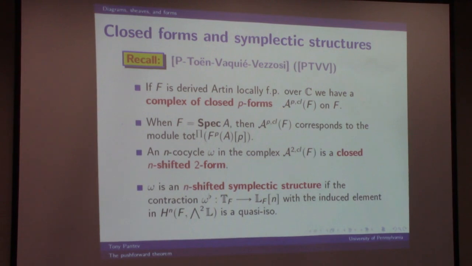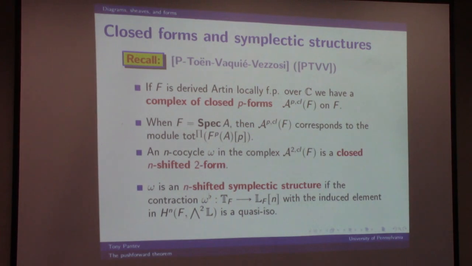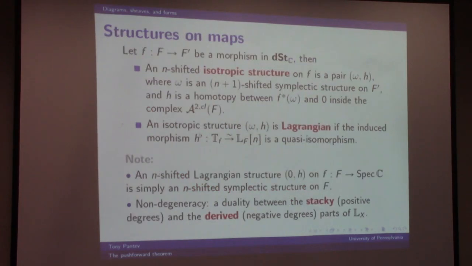And of course, if your derived Artin stack is just a smooth space, then the tangent complex is just a vector bundle, and this is just an ordinary algebraic symplectic form. But if it's not a space, then you get this extra fuzziness. Let me just say this type of symplectic geometry comes with the full package of what you know and understand in ordinary symplectic geometry.